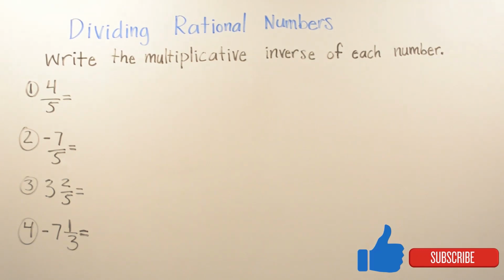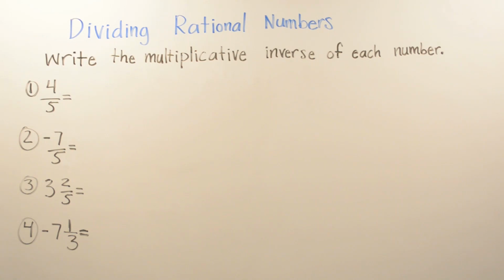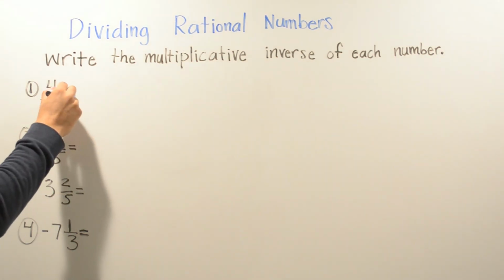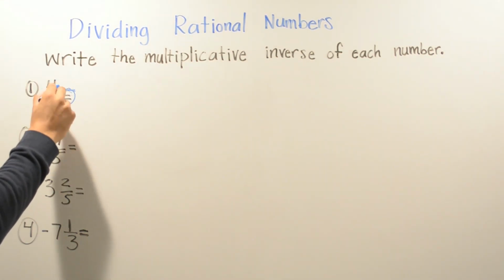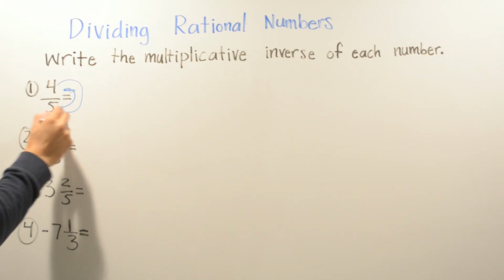In today's video, we're going to be working on dividing rational numbers. On number 1 through 4, we're going to write the multiplicative inverse of each number. Okay. What that means is we're going to do the reciprocal. In other words, we're just going to flip the numbers around. So we're going to flip the 5 to 4, and we're going to do the 4 to a 5.